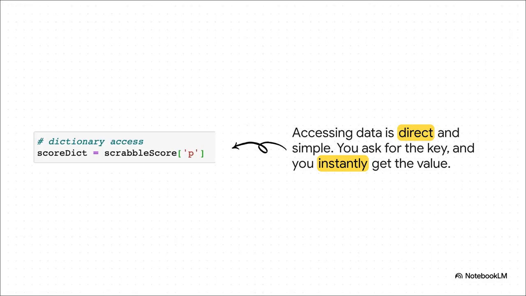The real magic of a dictionary is how you get data back out of it. It's so incredibly direct. If you want the score for the letter P, you just ask the dictionary for the key P, and bam, it immediately gives you back the value. There's no searching, no scanning through a list. It's a direct, instant lookup.